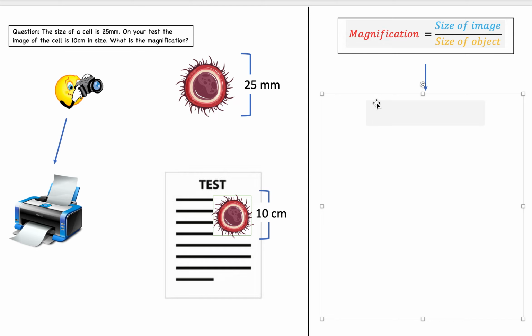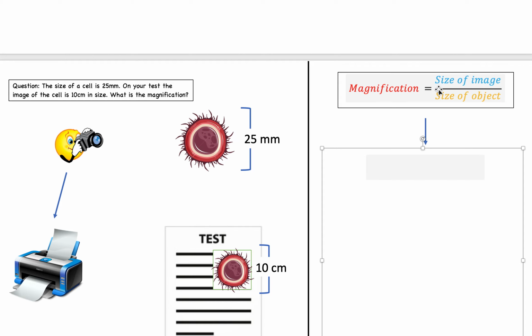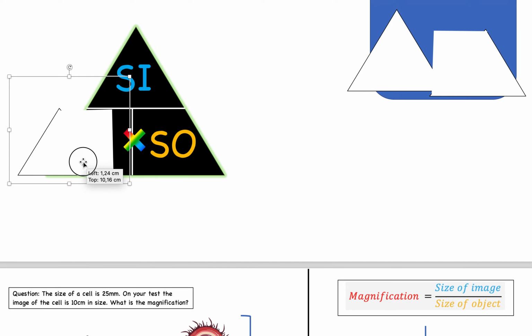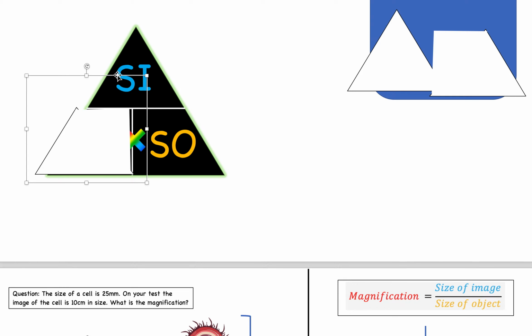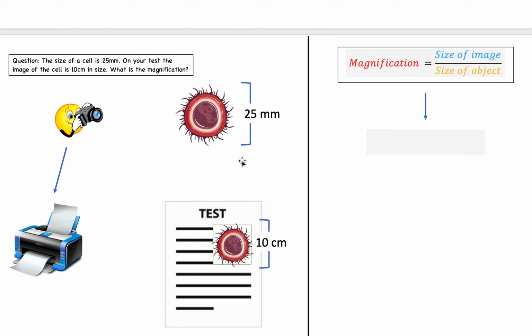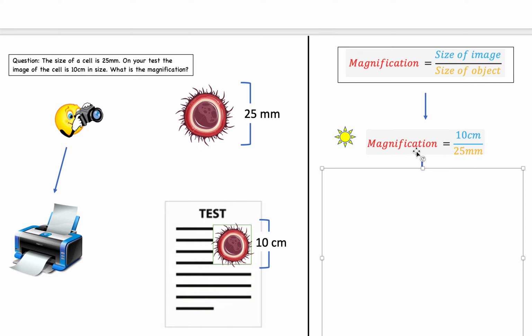So what we do is, again, we look at the equation. And if you don't remember the equation, again, cover what you need to find. We need to find magnification, so we're going to cover magnification. And now we know it's size of image over size of object. Now, do we know the size of the image? Yes, we do. It's 10 centimeters. So we're going to put it in: 10 centimeters over the size of the object, which is 25 millimeters.